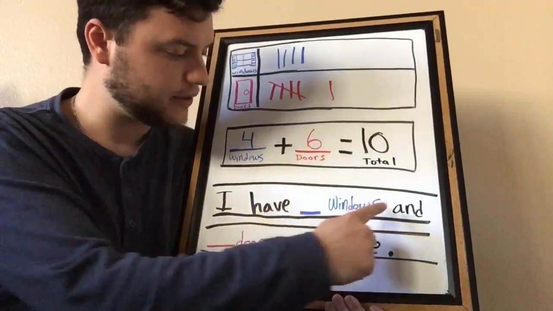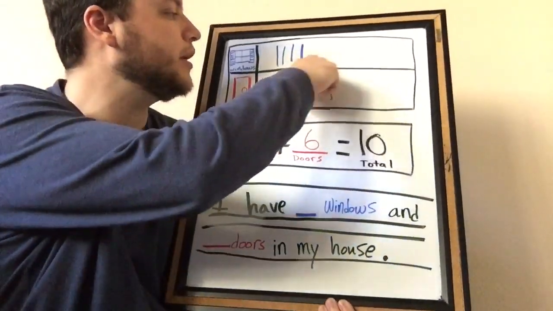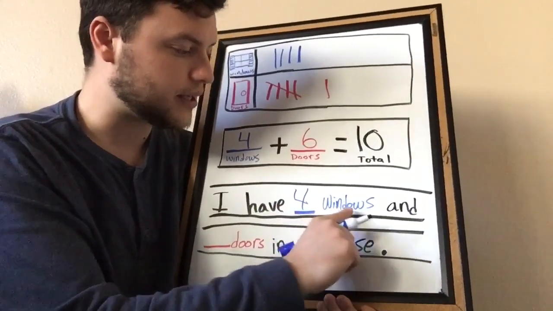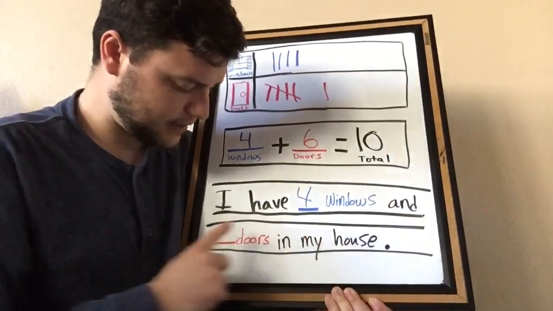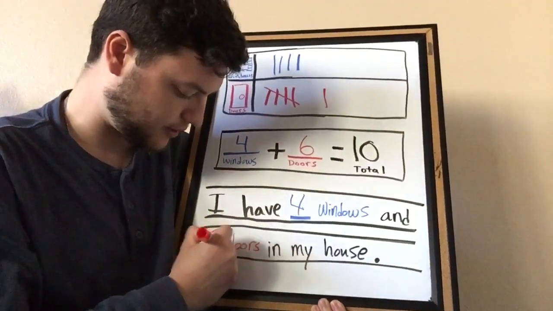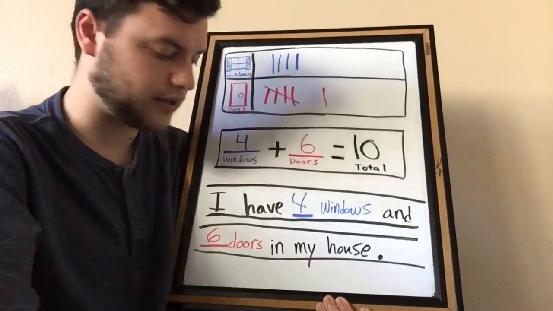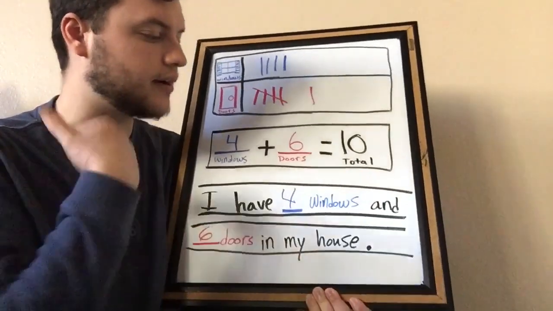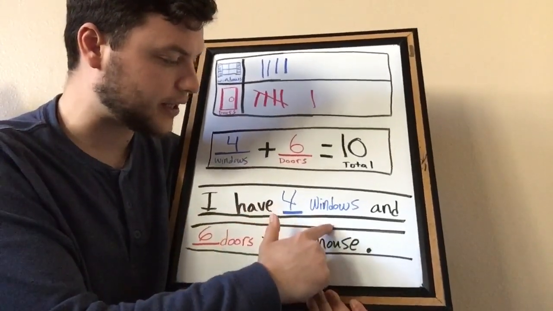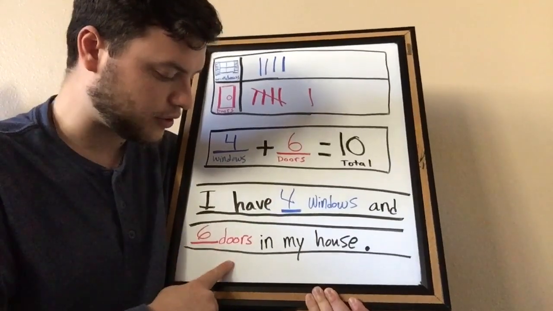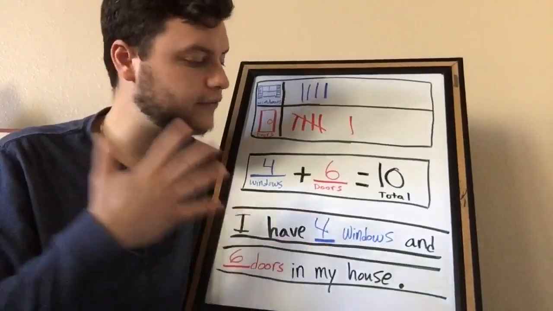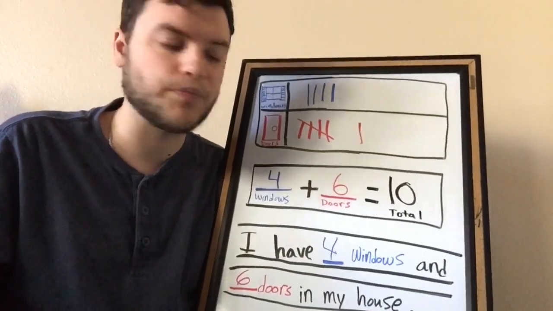I have, and there's a blue line for windows. So I'm going to go ahead and write, I have 4 windows and, red one for doors. How many doors did I have? 6. 6 doors in my house. So now I can go back and read the whole sentence. I have 4 windows and 6 doors in my house. And now you have just completed the worksheet for today.